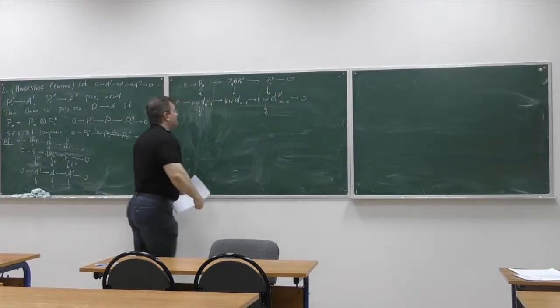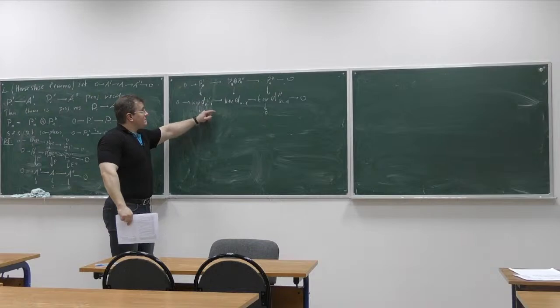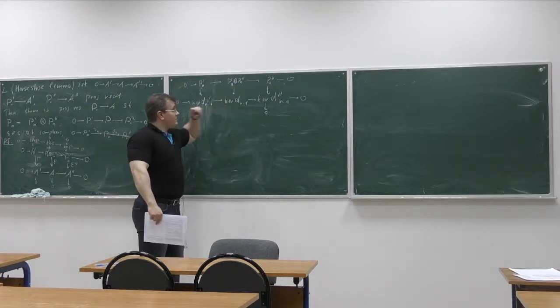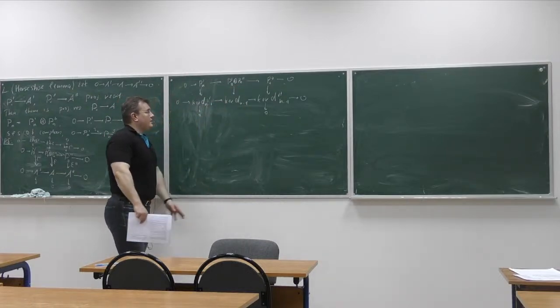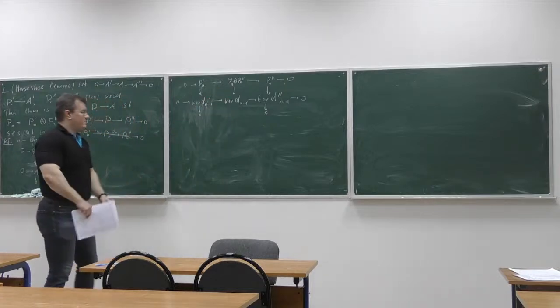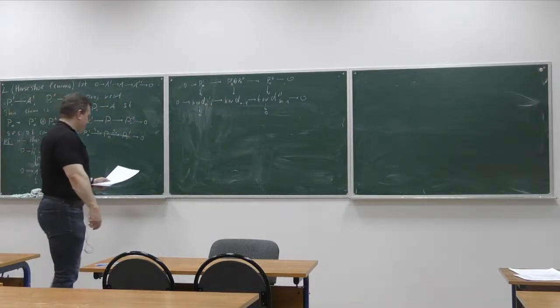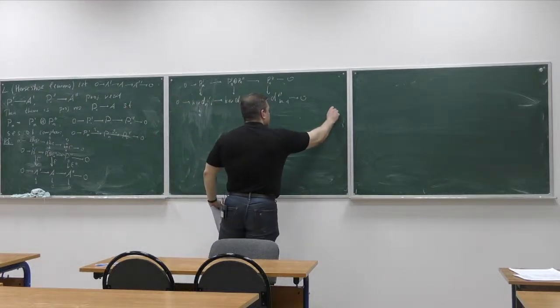I define the map in the same way. So on this component it is given. On the second component I use the lifting property and apply the snake lemma, and again see that this is a surjective map. Well, categorically speaking, epimorphism. So essentially that's the proof.